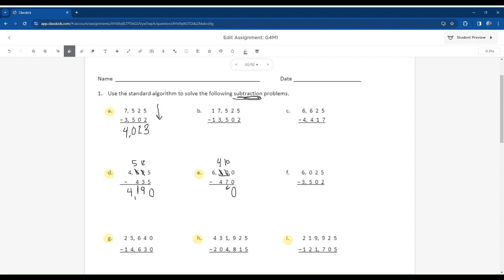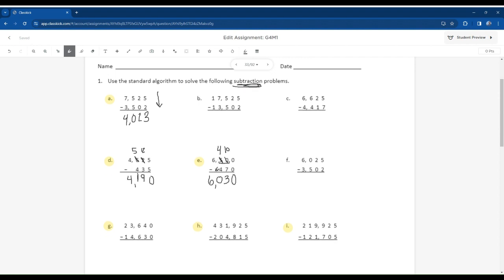Now 10 minus 7 in our tens place is 3. 4 minus 4 is 0. And 6 minus nothing is 6 for a difference of 6,030.